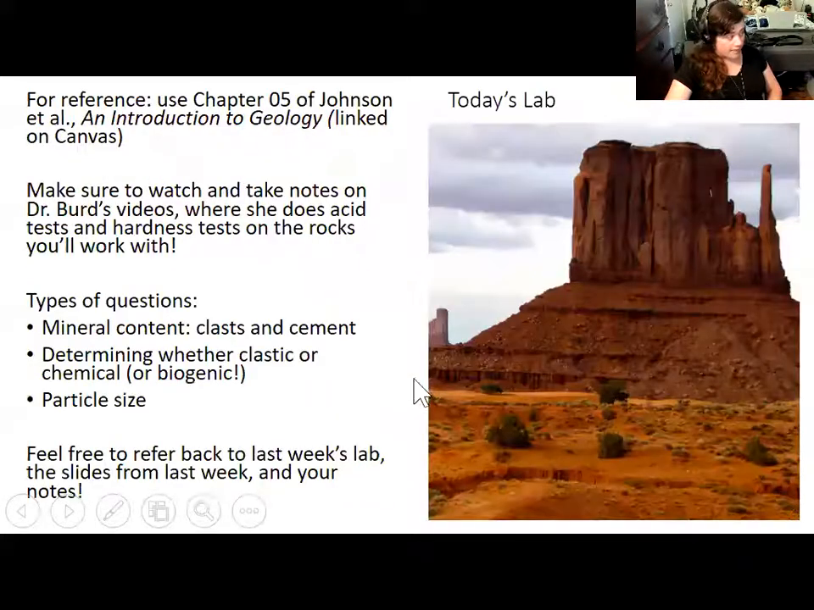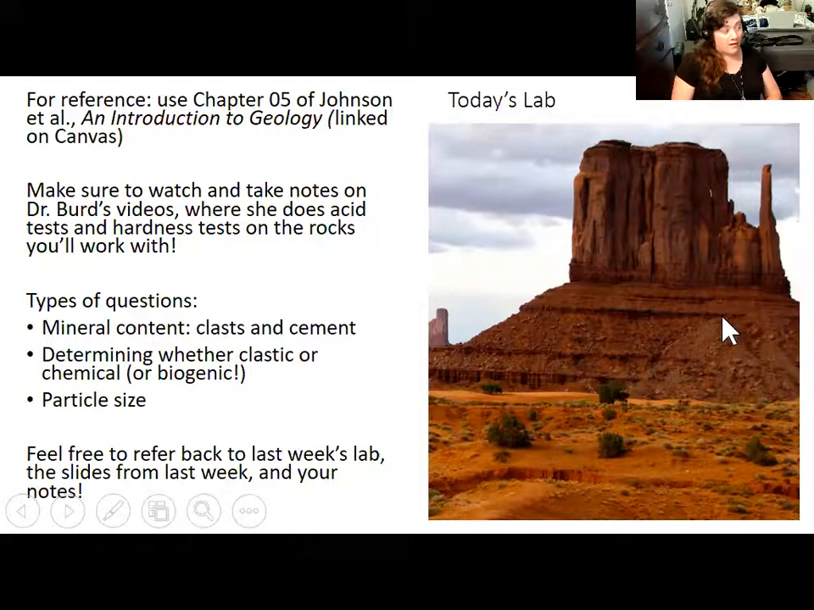As for today's lab, the questions relate to mineral content, determining whether a rock is either clastic or chemical, or whether you have any evidence of it being biogenic, and particle size. If you'd like more reference, you'll want to refer to Chapter 5 in the Johnson An Introduction to Geology book that's linked on campus, and that's the same chapter you looked at last week. Before you attempt the questions, in the Canvas exercise, there's a number of videos at the start.